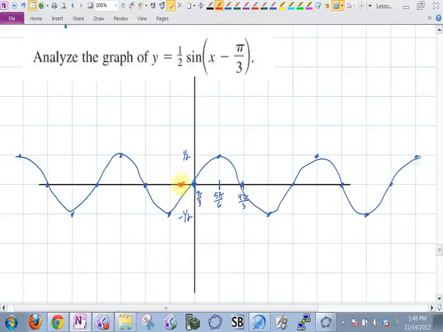Okay? So that is another method you could choose to use. Just don't start at the origin. Start at whatever your horizontal shift is. You could do that. All right.